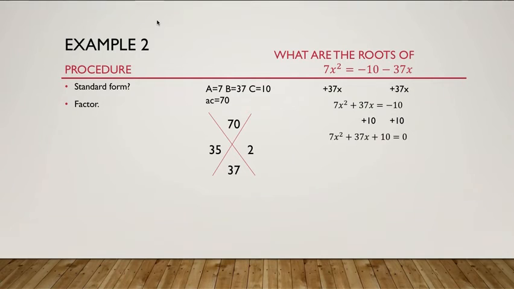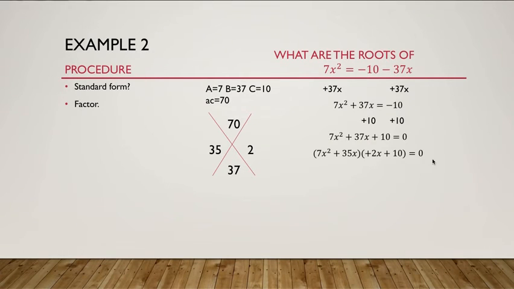35 and 2. Now remember, we could not just write out our factors as x plus 35 and x plus 2. Since the a is not 1, it's 7. So this is where we set up the problem for factoring by grouping. So we took this 37x in the middle, and we split it up into 35x plus 2x.